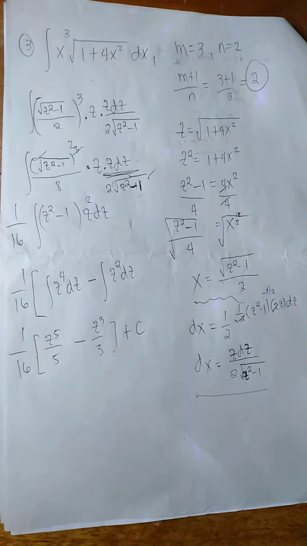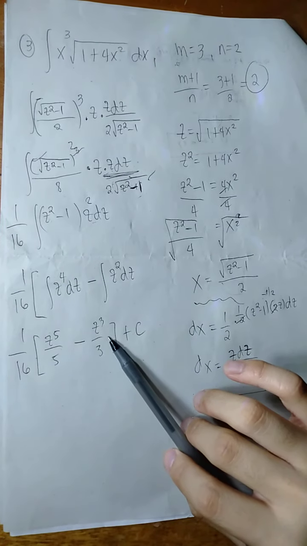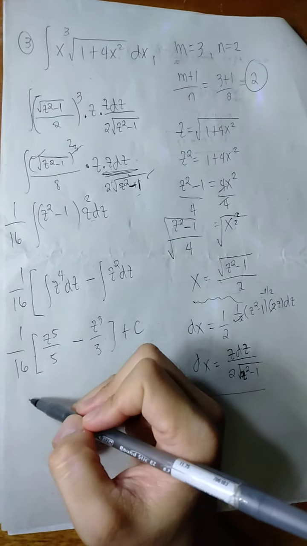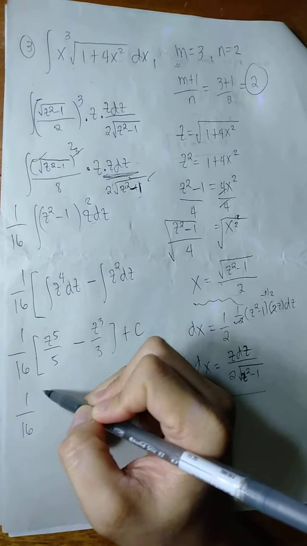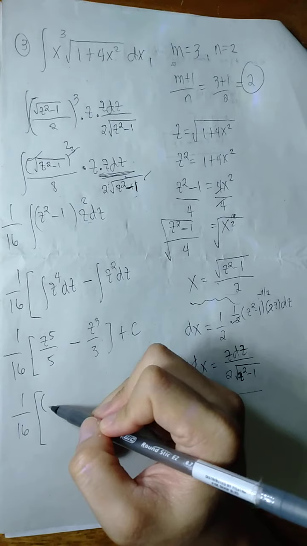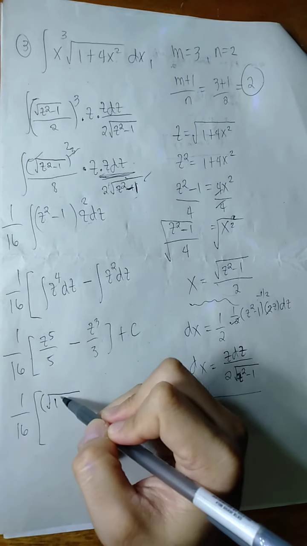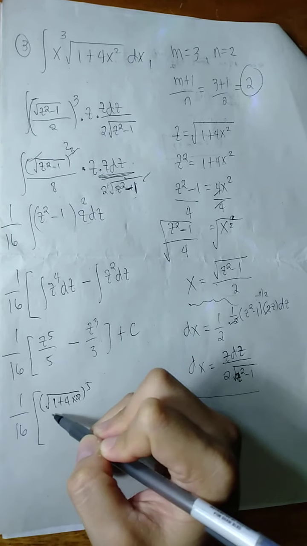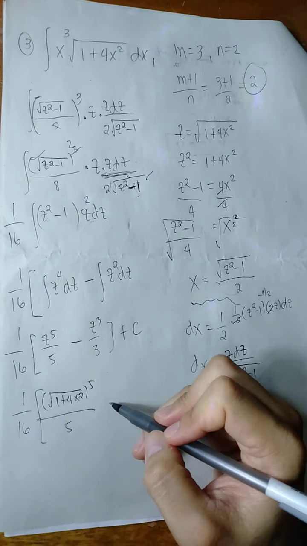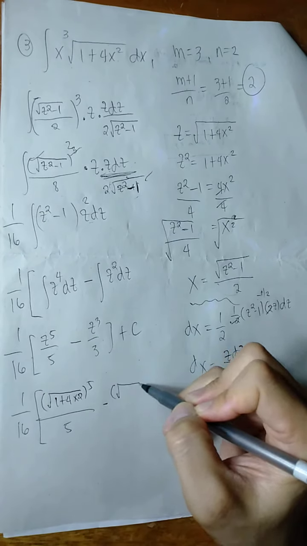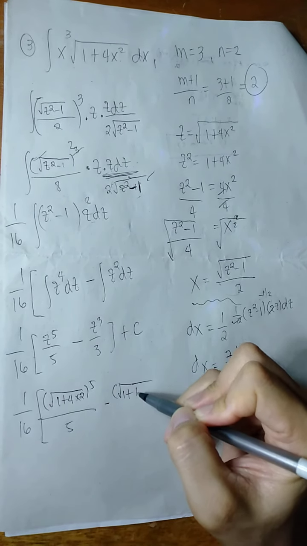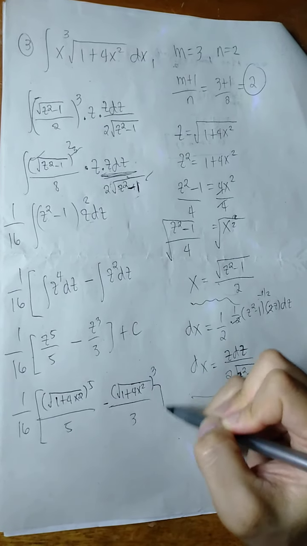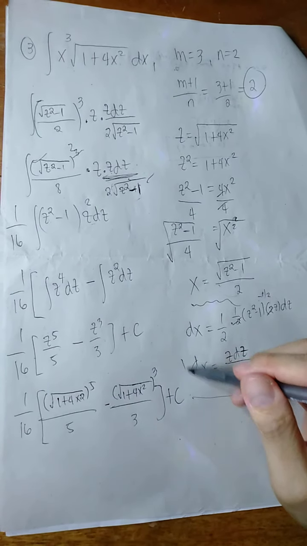And to get the final answer, yung z na tinanggal natin, ibabalik natin. Which is, ano yung z na yun? Ito yun. So, balik natin dun. So, the answer is 1 over 16, square root of 1 plus 4x squared raised to the 5th power over 5 minus square root of 1 plus 4x squared raised to the 3rd power over 3 plus c. At yun yung ating final answer.